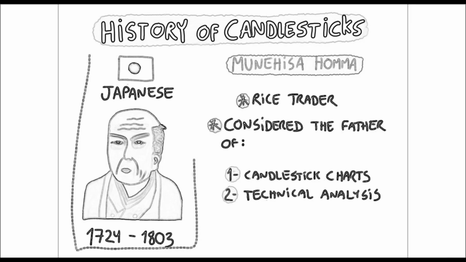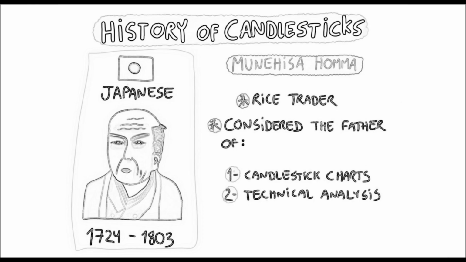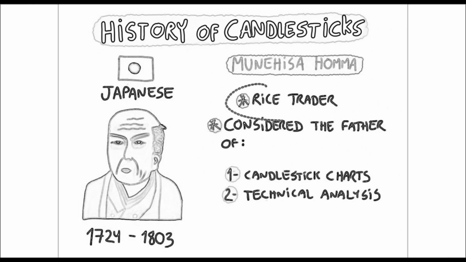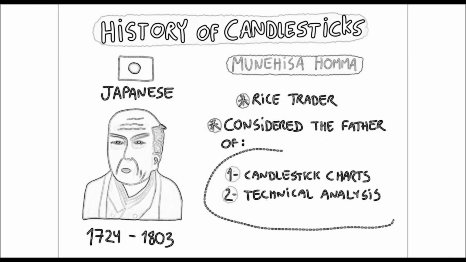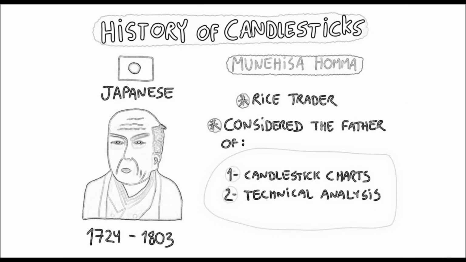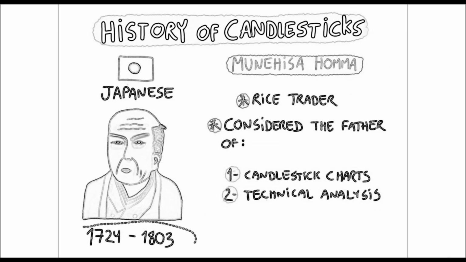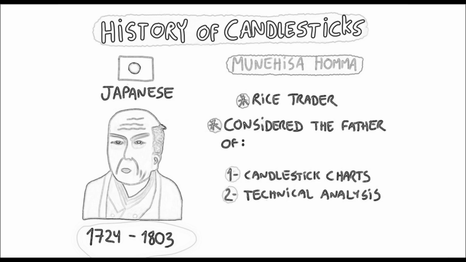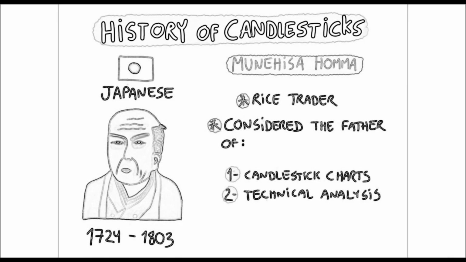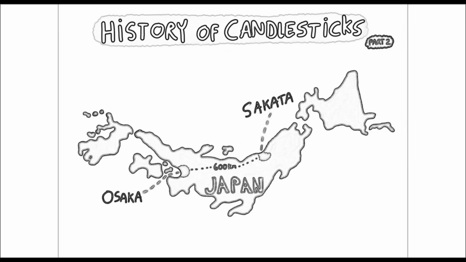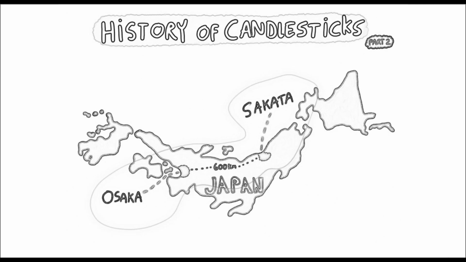So look, just a little bit of history to be on the same page. This guy you see right here is Munehisa Homma. He was a Japanese rice trader, and he's considered the father of candlestick charts and technical analysis. Notice that this was a while back, right? 1724, when he was born. During those times, between Sakata and Osaka in Japan, there was a lot of rice trading going on, and rice is a very important commodity in Japan.